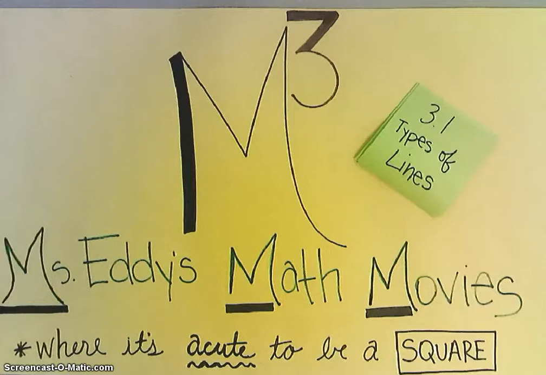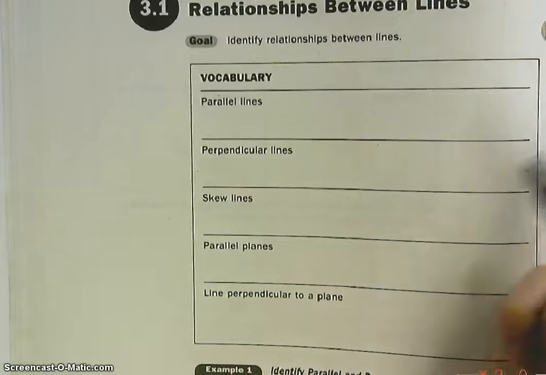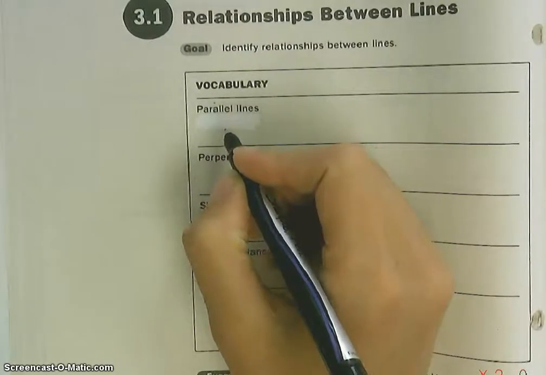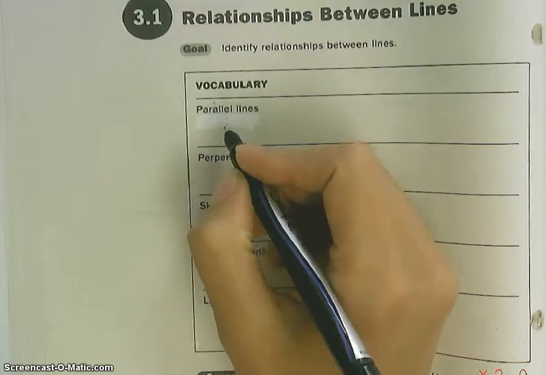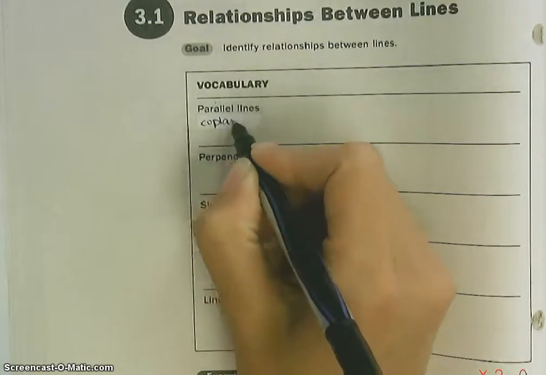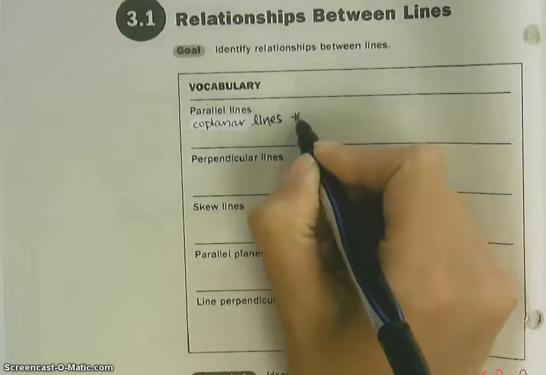Today's lesson is over 3.1, types of lines, and after this lesson you should be able to identify different relationships between lines. Here are some vocabulary words that we're going to use to describe lines. The first is parallel lines. You've probably heard this word before, but we're going to give it a formal definition now. Parallel lines are coplanar lines that never intersect.